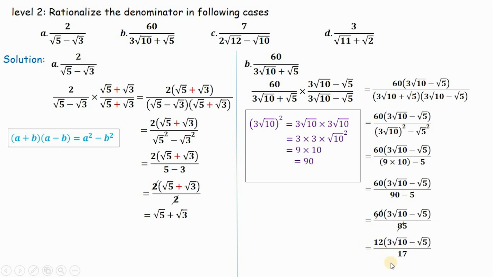And here also you will see that the denominator is a rational number, hence we have rationalized 60 by 3 root 10 plus root 5. Okay, now we'll move on to the level 3 type questions.